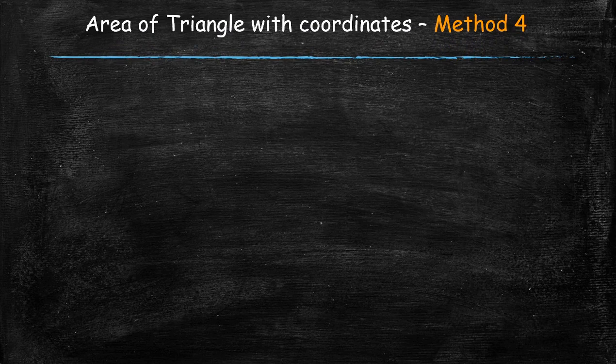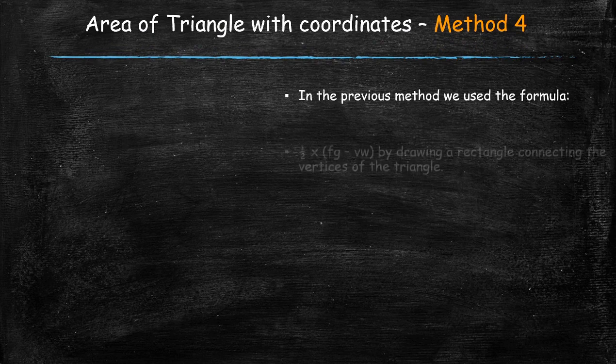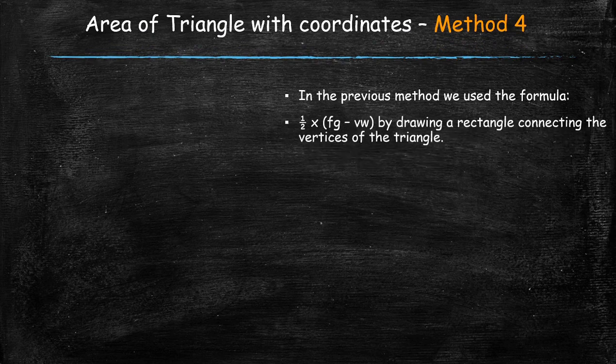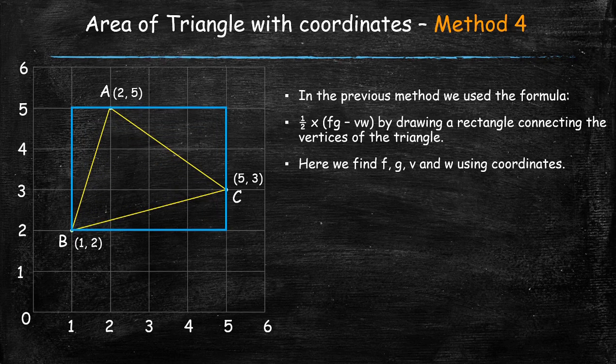Now the fourth method, area of triangle with coordinates. So in the previous method we used the formula half into (Fg minus Vw) by drawing the rectangle and connecting the vertices of the triangle. This method is similar to that method. The formula we use in this method is the same as the previous method, but here we find F, G, V and W using coordinates. Coordinates means something like this. We draw a graph, and in the graph we draw the triangle and we need to make the rectangle.